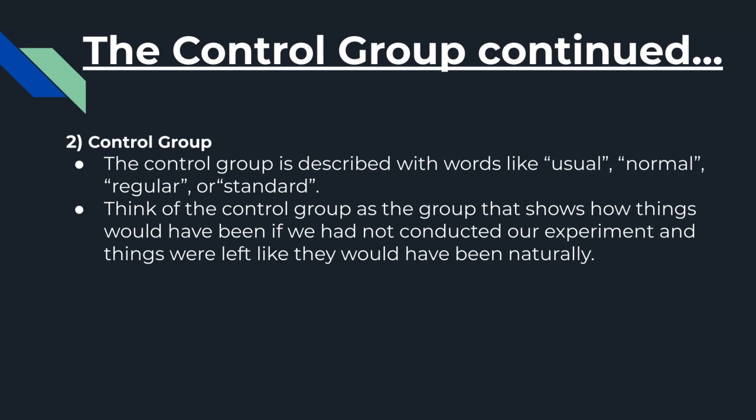So the way I think of it is that the control group is the group that shows us how things would have been if we hadn't even introduced our independent variable. If we hadn't even conducted our experiment, this is what would have happened naturally without us getting involved. And that is the control group is what happens naturally.